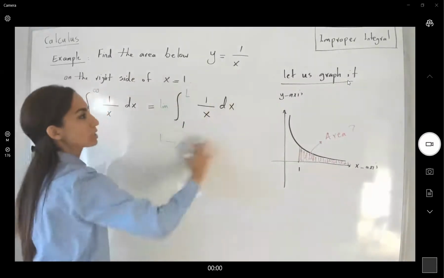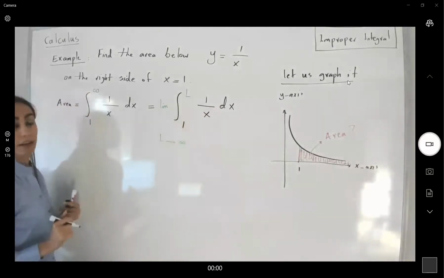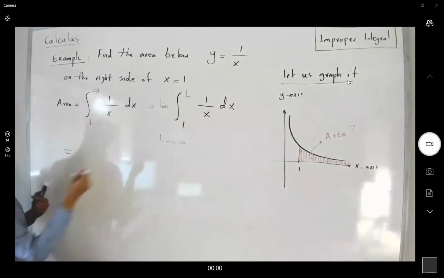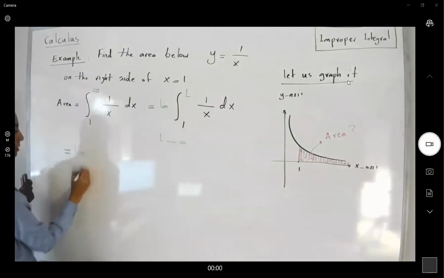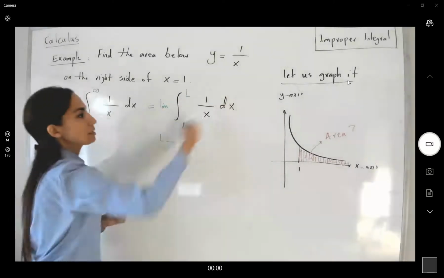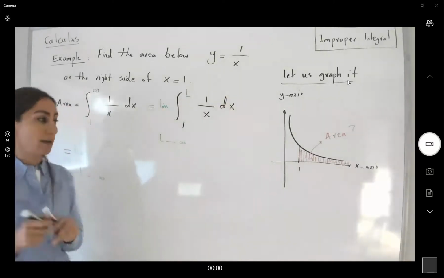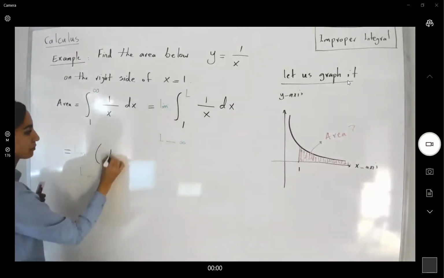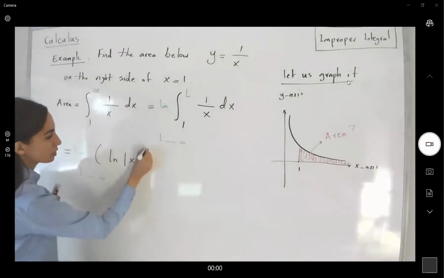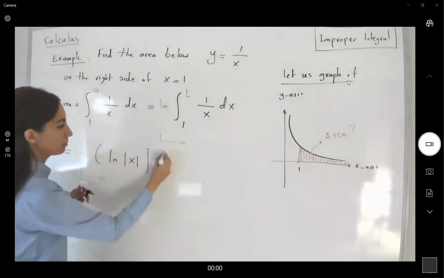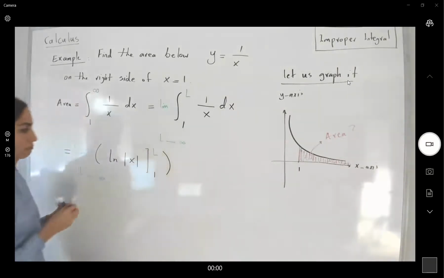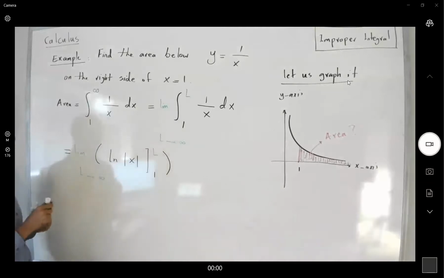We already know how to calculate this definite integral. Here you have your limit. Let us copy down the limit as L goes to infinity. This is the integral of 1 over x, so we have ln of the absolute value of x, where x ranges between 1 and L. There you go.